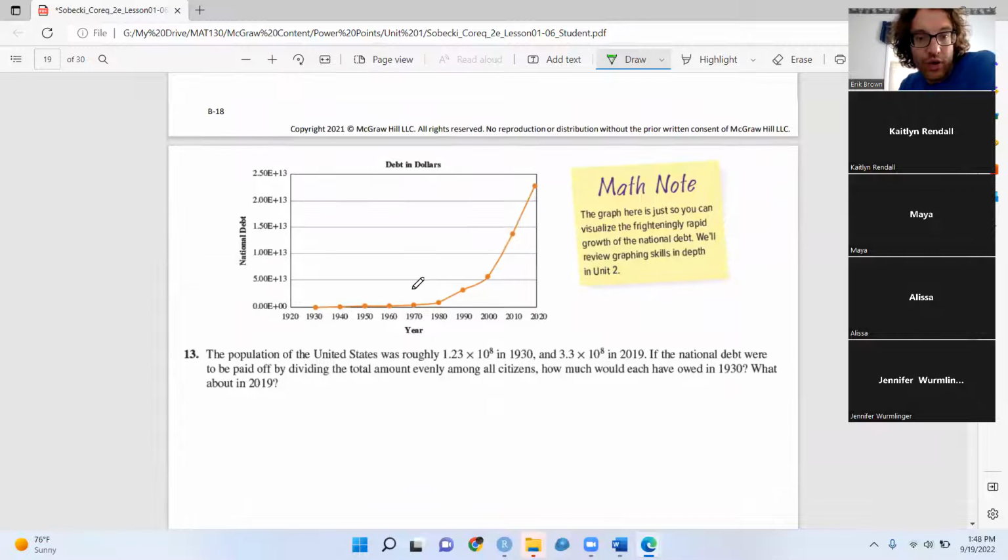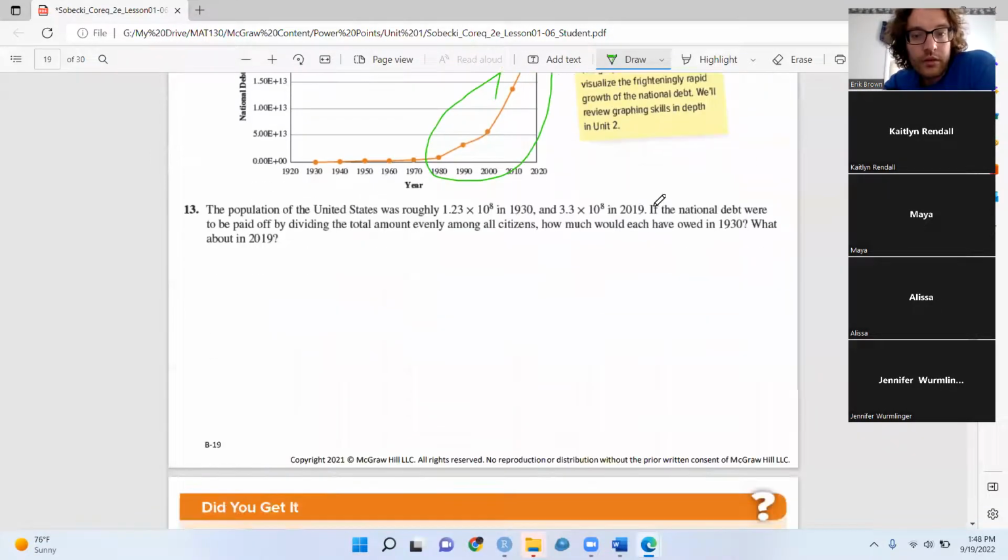Okay, here's a graph of that debt. Yikes, right? Look at that insanity. What happened right here? What did we do wrong? Okay, I really like this question. It says the population of the United States was roughly this back in 1930 and roughly this in 2019. So if we were to pay off the debt by just making every US citizen pay a certain amount, how much would each person have to pay?